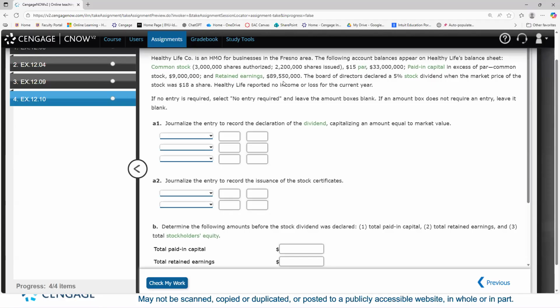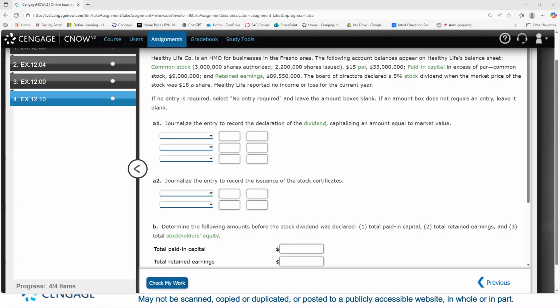They have retained earnings of 89,500,000, and the board of directors declares a 5% stock dividend when the market price of the stock is $18 a share. As you can see with this kind of problem, they're going to barf information all over you. They give you so much information that it's easy to get lost in it, so you've got to break it down piece by piece. They want us to journalize the entry to record the declaration.